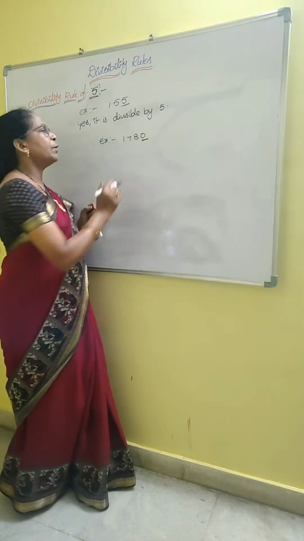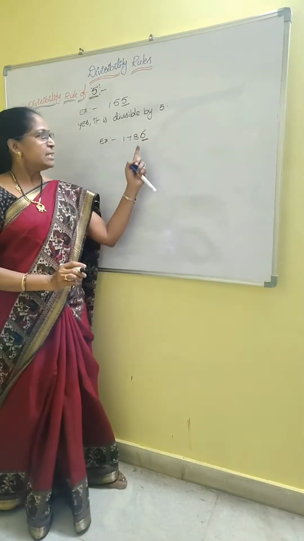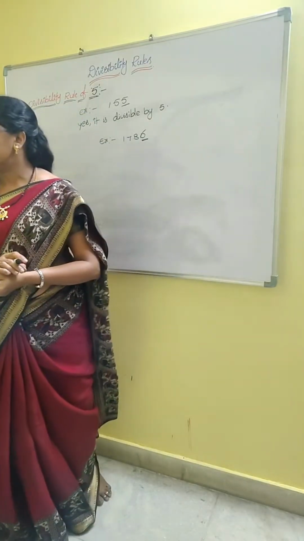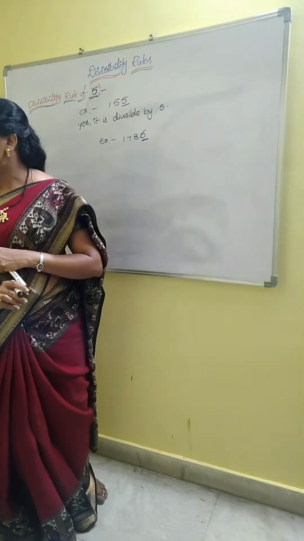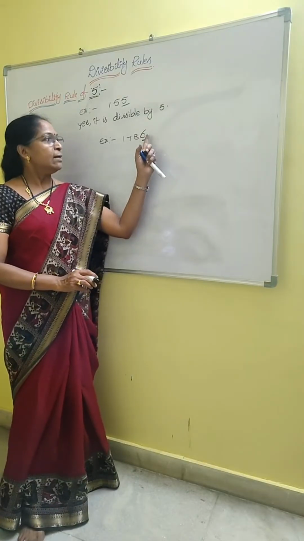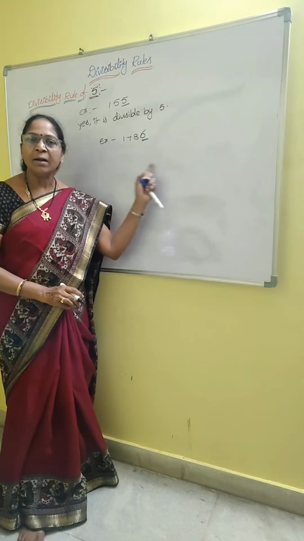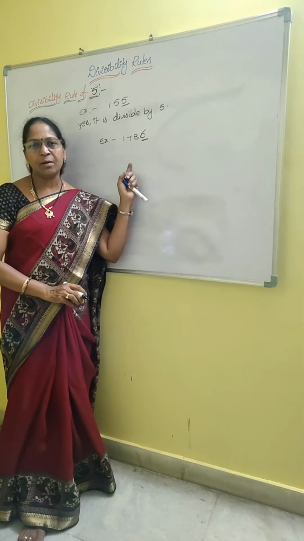Instead of 0 here, for example, 6 is there. Then is this number divisible by 5? Can anyone say? No. Why? Because here the unit digit's place of the number is 6. So it is not divisible by 5. This is the divisibility rule of 5.